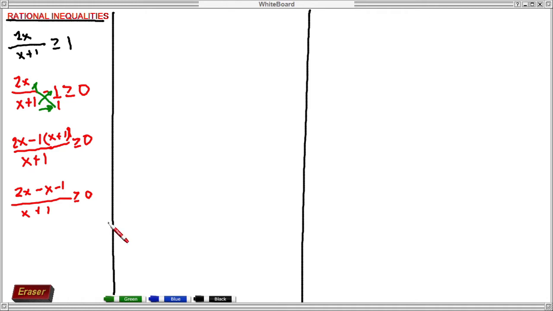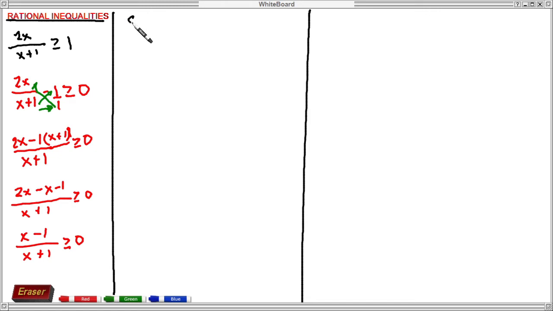Okay? So now let us perform the indicated operation in the numerator part. So 2x minus x, the answer is x. And copy minus 1. Over by x plus 1. Greater than or equal to 0. Okay, so we all know that this is a single rational expression. Okay? So single na siya, so dito na tayo mag-i-stop. Okay? Now let us get the critical values.